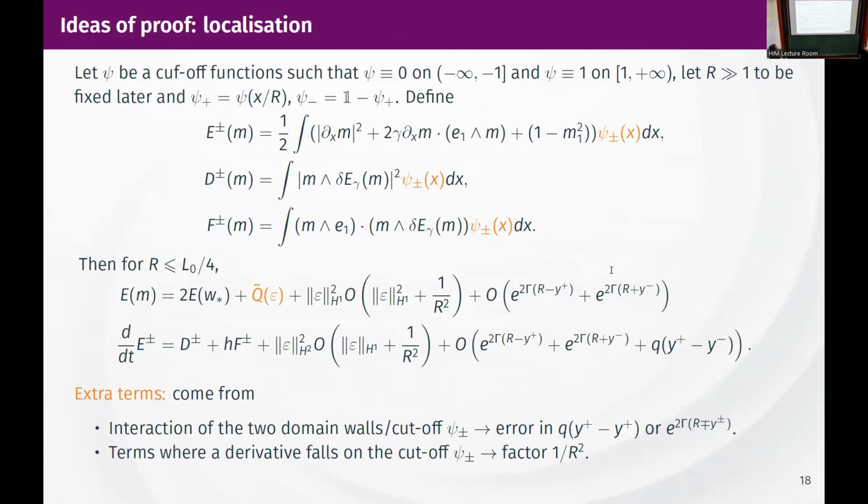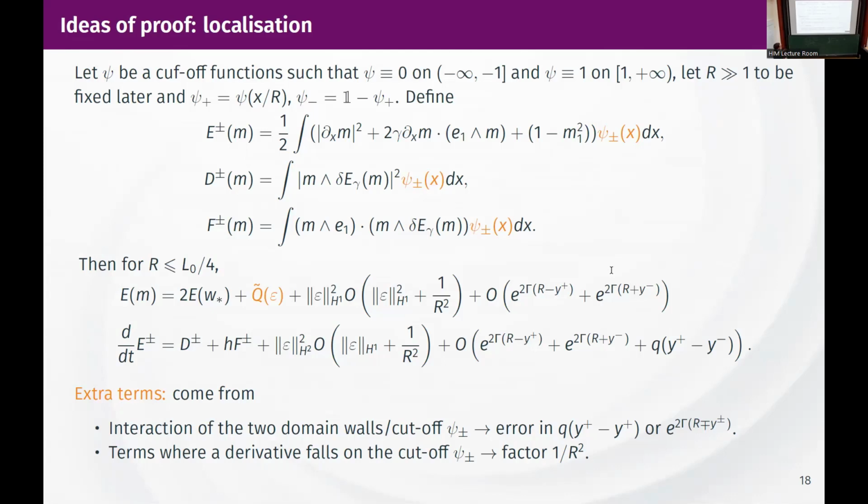The extra ingredient is that you have to define a cutoff function. Place the cutoff function in the middle. So I cut off the first domain away, and then I have 1 minus. I define local quantities, and I do the expansion, and everything is basically as before, except I have error terms coming from the interaction of the two domain walls. And I have errors coming from the cutoffs.